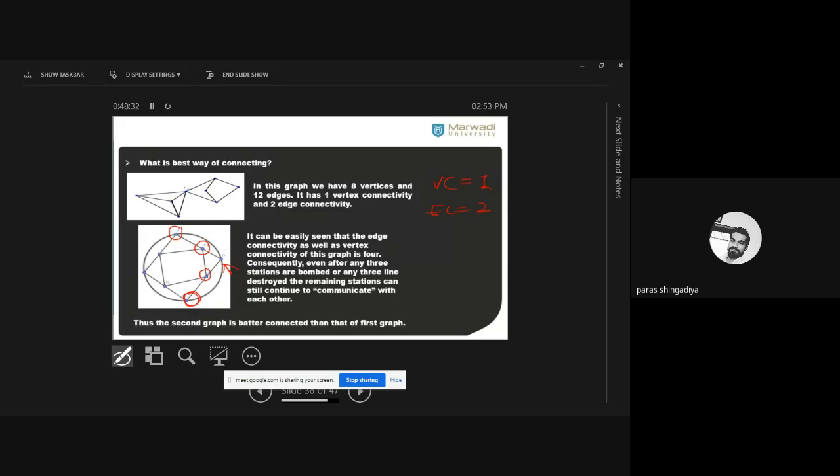If you destroy this, then the rest of the part is disconnected. The rest of all the stations are disconnected. Clear? So therefore this second situation is suitable. That is effective to build such a network. Is it clear? Is there any doubt in this application? That is the application of connectivity.